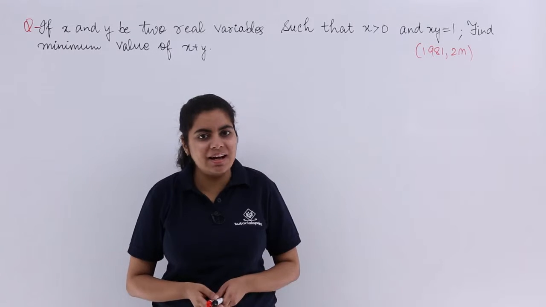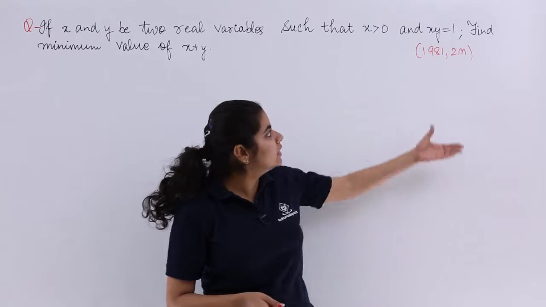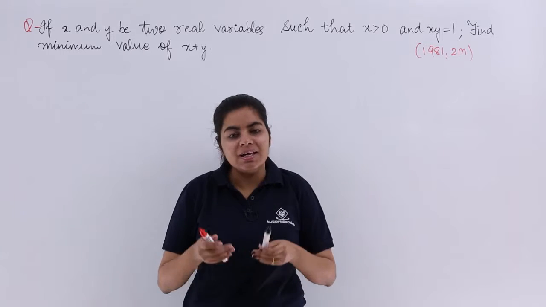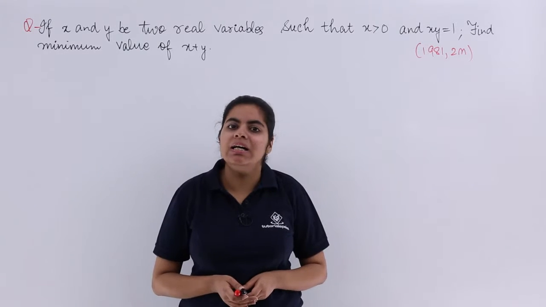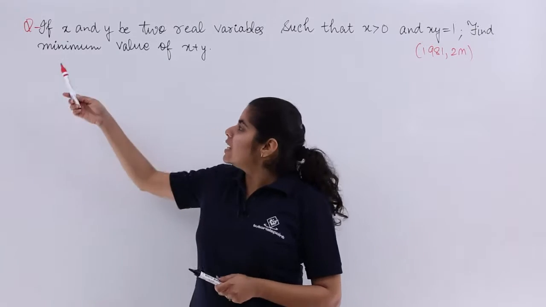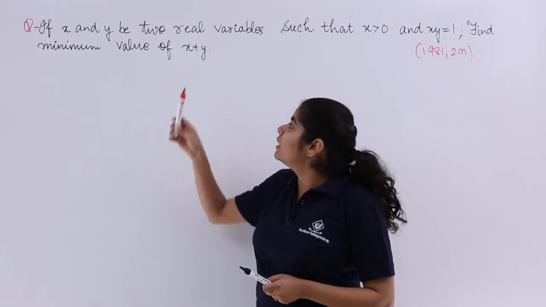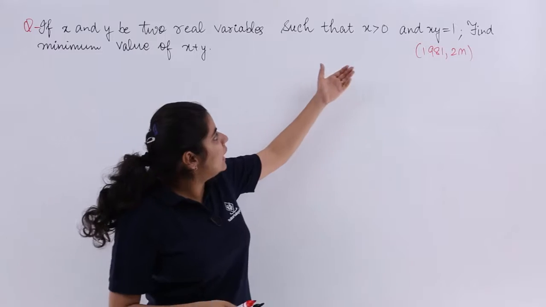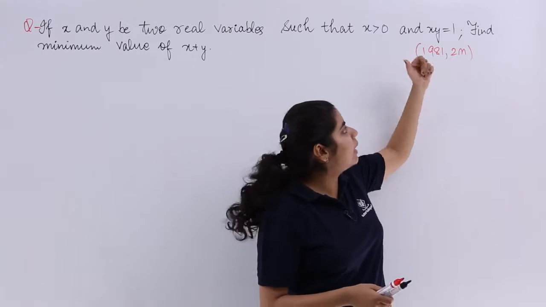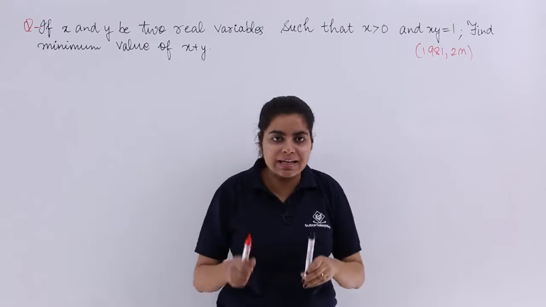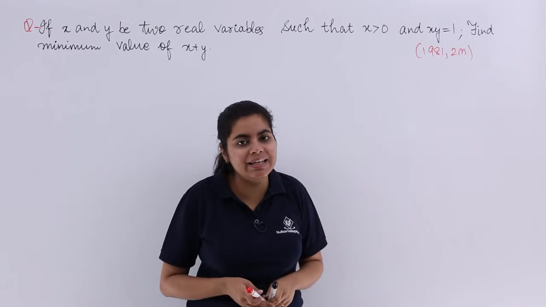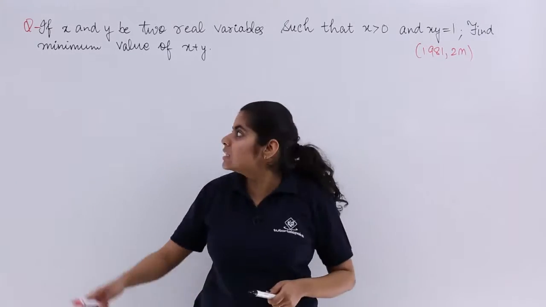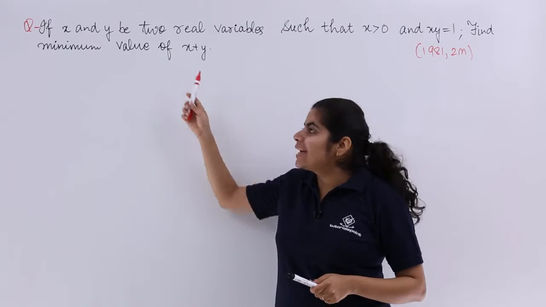Let's see another IIT JEE question asked in the year 1981 for 2 marks. The question was again based on the application of derivatives chapter. Let's read the question. It says if x and y are two real variables such that x is greater than 0 and xy is equal to 1. X is greater than 0 is the first condition, xy is equal to 1 is the second condition given to us. Find the minimum value of x plus y.